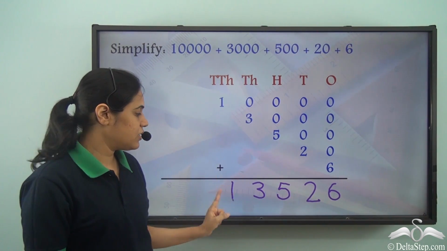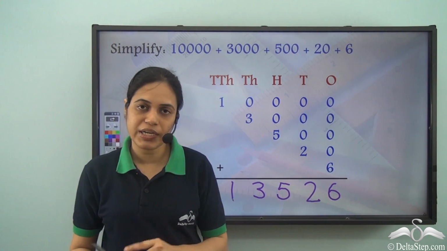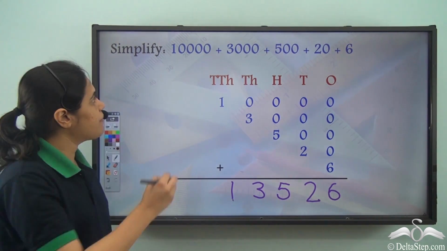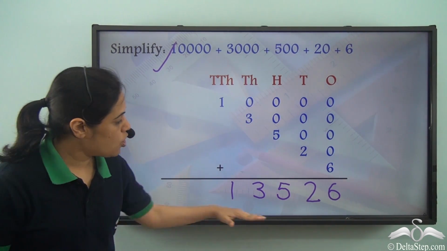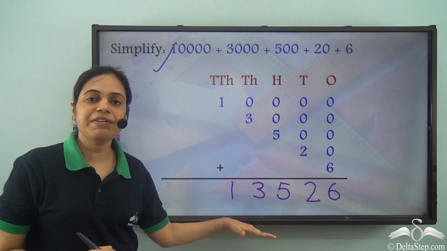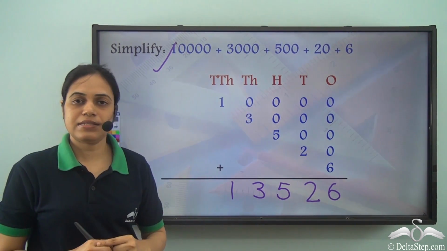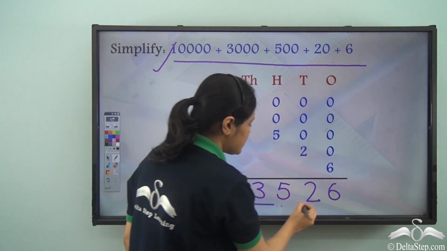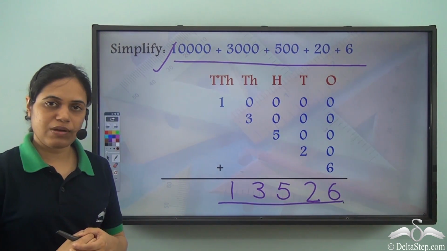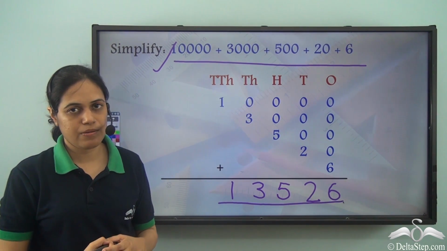13,526. And this number has this expanded form. So this is the simplified form of this. This is the expanded form of the number. This is the simplified form of the number, or the original number.